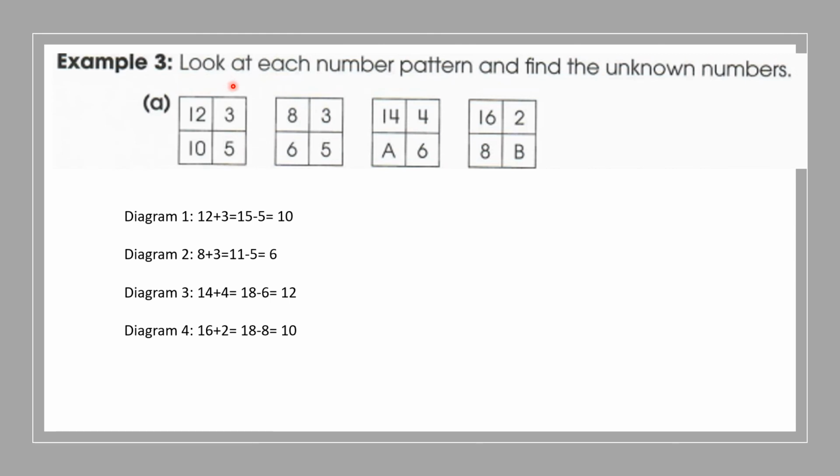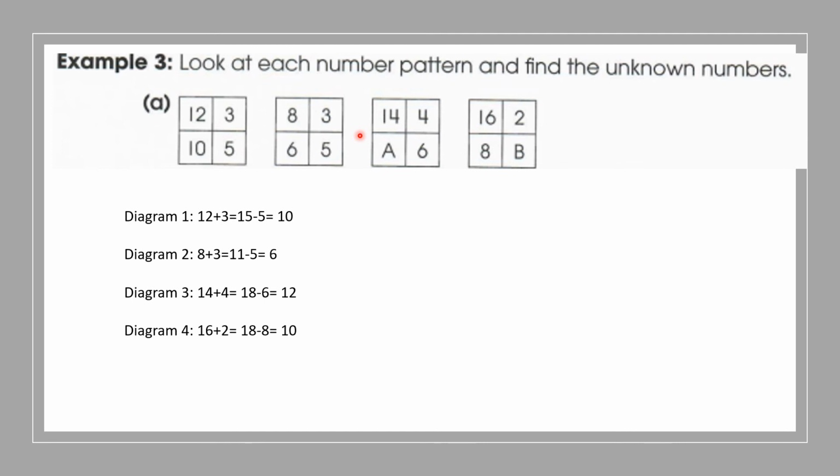In example 3, it says to look at each number pattern and find the unknown numbers. Example 3 will be similar to example 2 because there are 2 mathematical operations which are addition and subtraction. Let's get started on our first diagram. We would first go counterclockwise and go 12 plus 3, which equals 15, minus 5 would give us 10. In our next diagram, we would do the same thing. 8 plus 3 would give us 11, minus 5, which gives us 6.